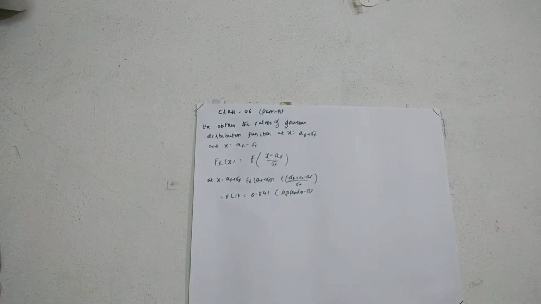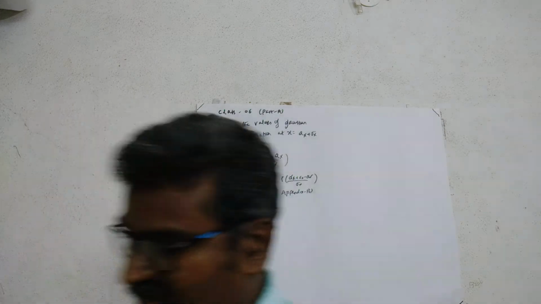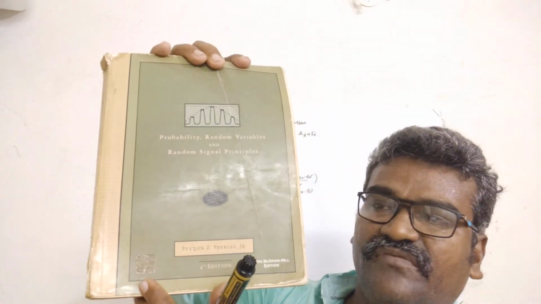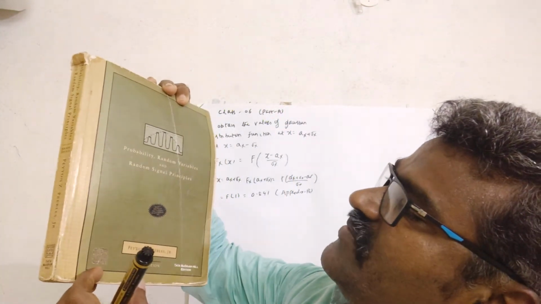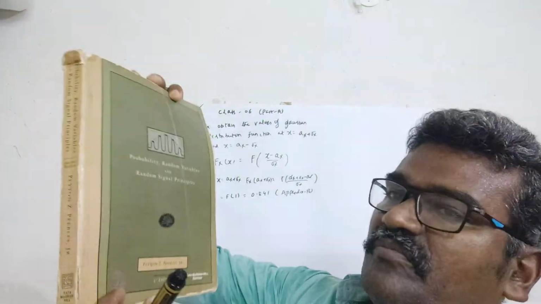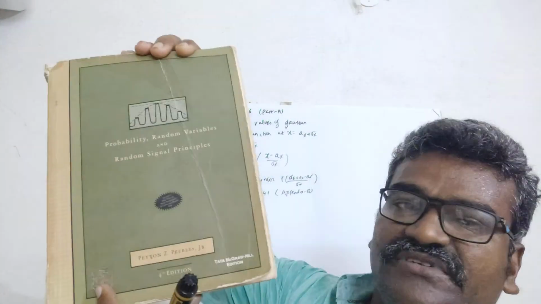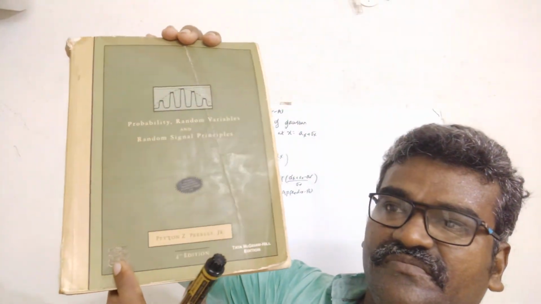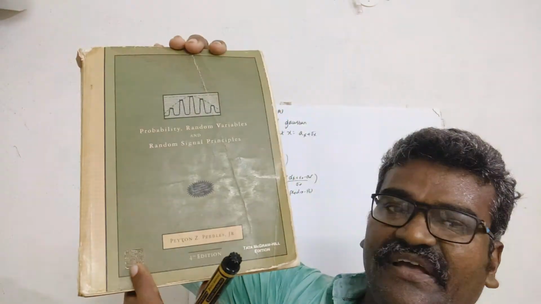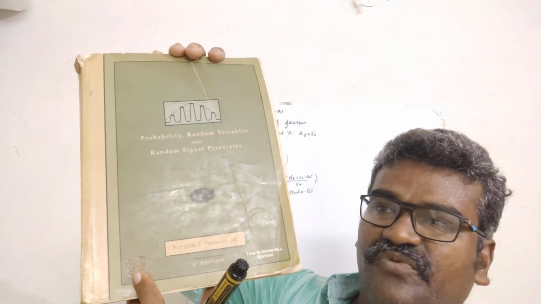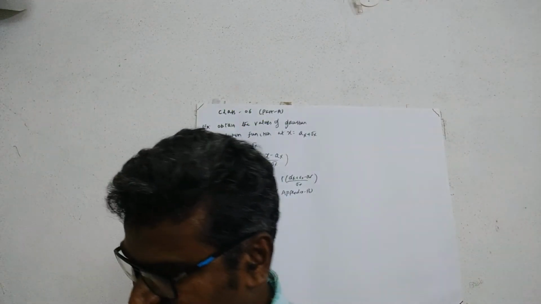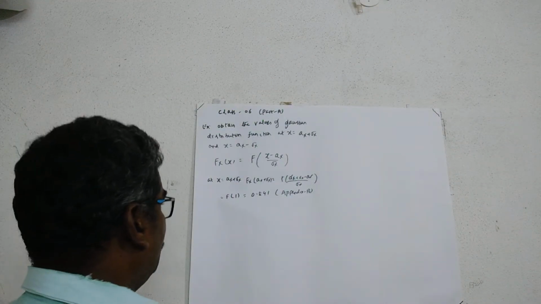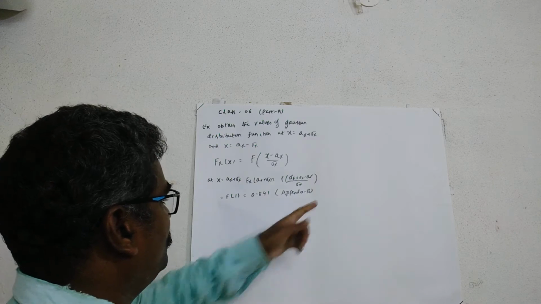I will show you just the front title page of Peebles' textbook. It is very important from an application point of view, for easy reference. The book title is Probability, Random Variables and Random Signal Principles by Peebles, Tata McGraw edition. In this book, in appendix B, we can get this value directly as 0.841.